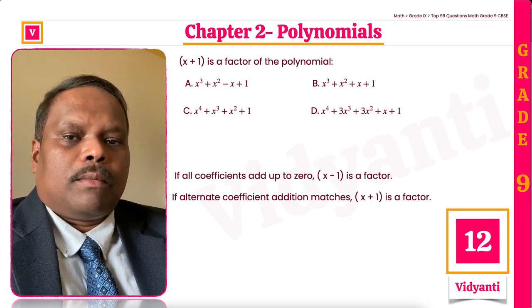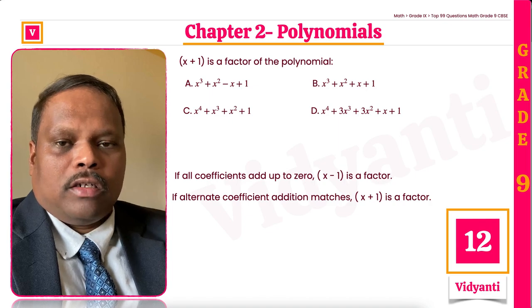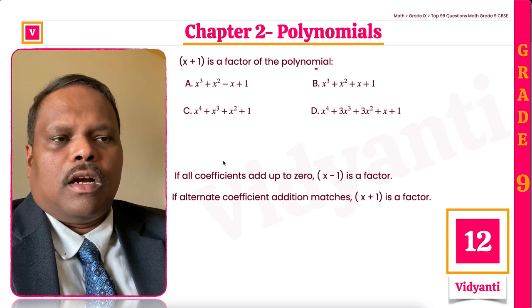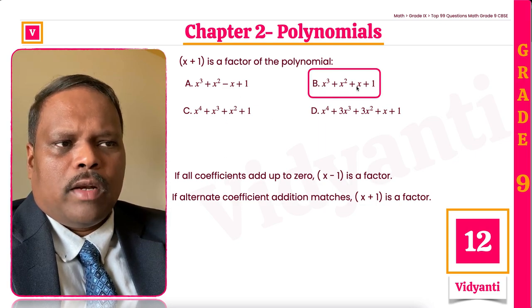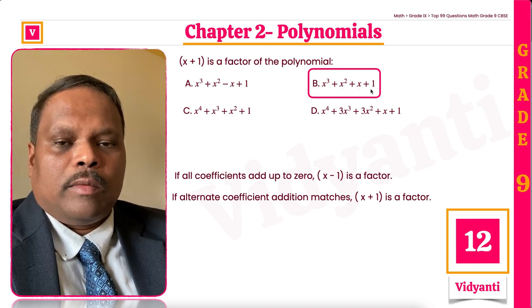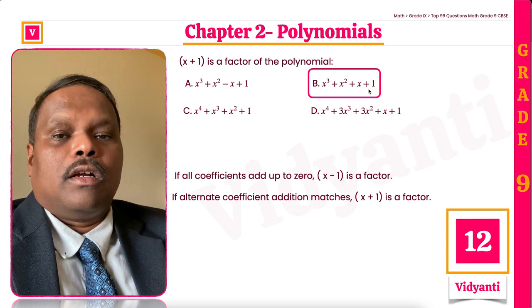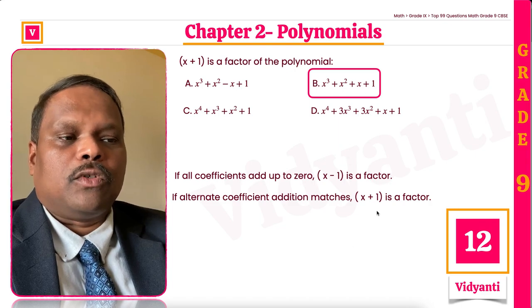Now, if the sum of coefficients for all odd terms and all even terms is the same, then x plus 1 is a factor. Let's try this one. That happens here. All the odd terms are 1 plus 1 and all even terms are also 1 plus 1. So the odd terms add up to 2, even terms add up to 2. The odd coefficients and even coefficients have the same sum total, so x plus 1 is a factor.